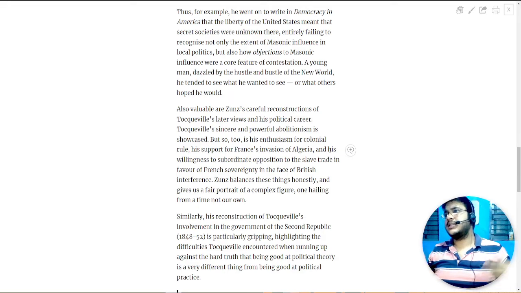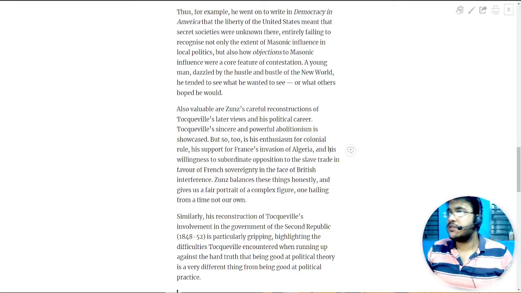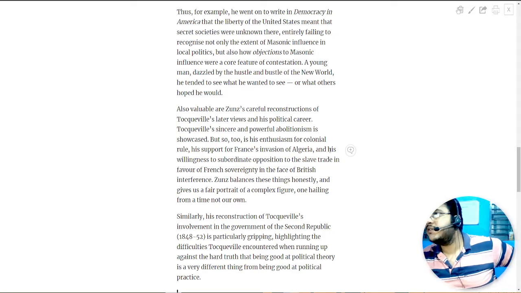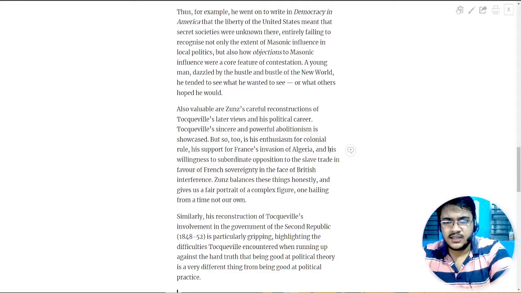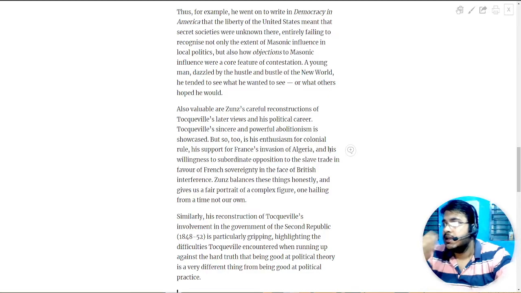Thus, for example, he went on to write in Democracy in America that the liberty of the US meant that secret societies were unknown there, entirely failing to recognize not only the extent of Masonic influence. Mason, we know what Masons are, right? I think these are talking about the Freemasons and the Royal Society, something of that kind of comparison. The Masonic influence in local politics, but also how objections to Masonic influences were a core feature of the contestation.